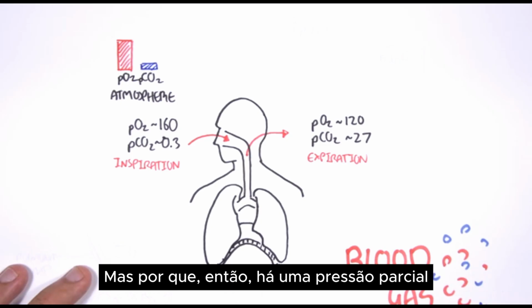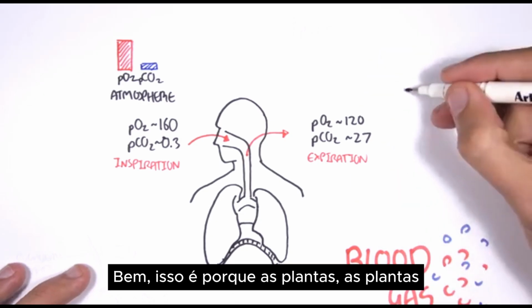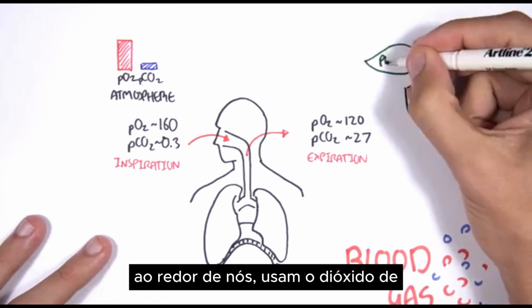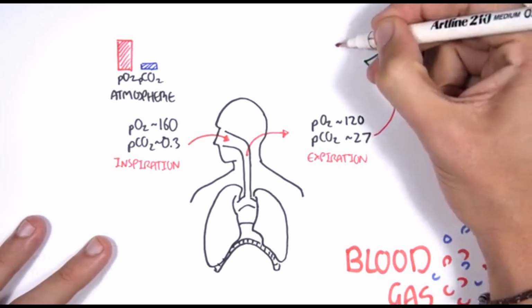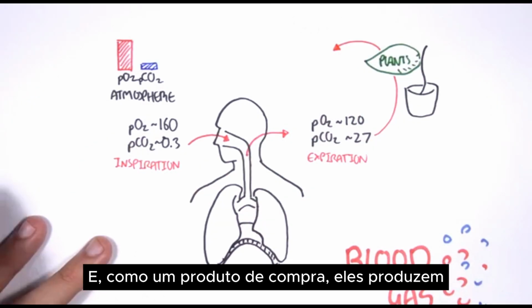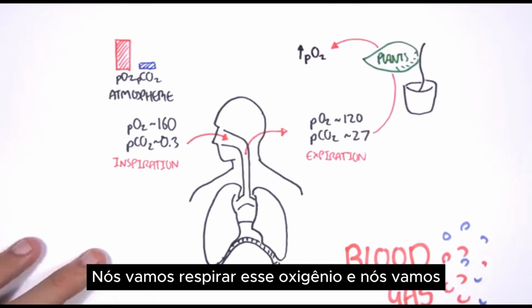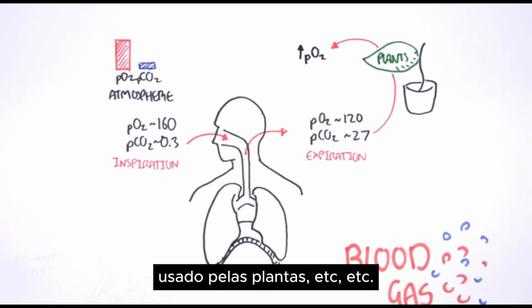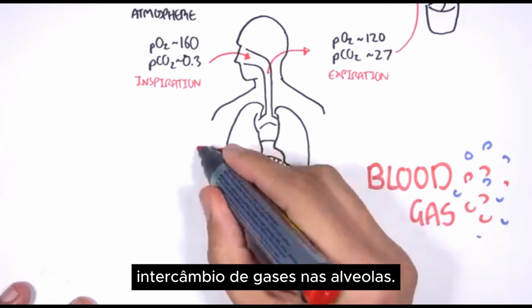But why then is there such a low partial pressure of carbon dioxide in the atmosphere? Well, this is because the plants around us use the carbon dioxide, and together with water and sunlight, they can produce energy. And as a byproduct, they produce oxygen. And so this cycle continues. We will breathe in this oxygen, and we will produce the carbon dioxide, which will then be used by the plants, etc., etc. So let's have a closer look at gas exchange in the lungs.